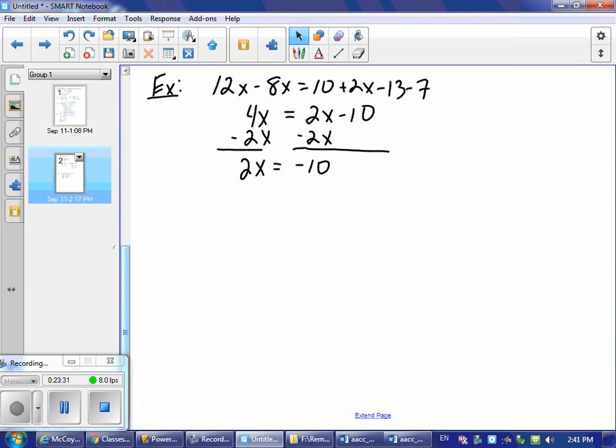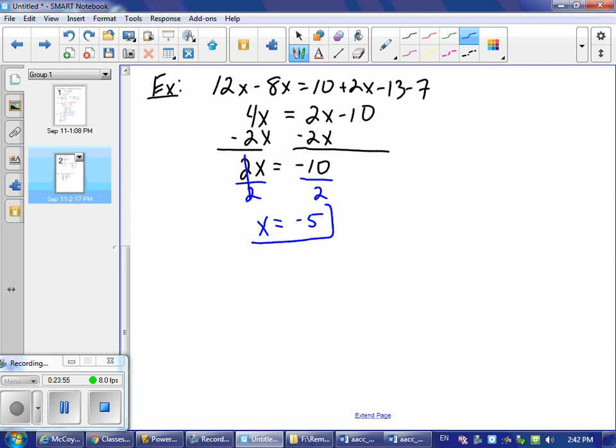Now, to solve for x, I have one last thing to do. What I have is 2 times x. In order to undo multiplication, we divide by whatever's attached to the x. But we divide on both sides. So then the 2's on the left are going to divide out and leave us with x. And on the right-hand side, it'll be negative 10 divided by 2, which is negative 5. So x equals negative 5 is the solution to that equation.